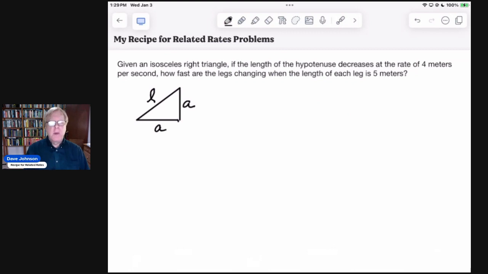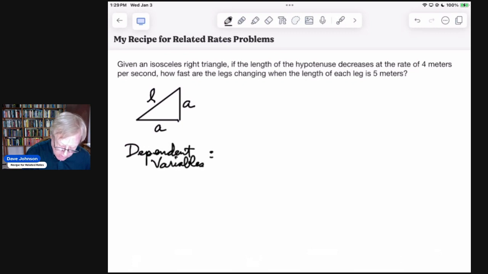And so part of the recipe, first of all, identify the dependent variables. What do I mean by a dependent variable? Well, you could say that A depends on L, but that's not what we really mean here. Both the L and the A depend on time, and so time is the independent variable. The L and the A's are dependent variables. So I'll say L and A.